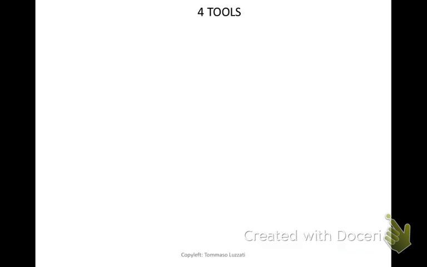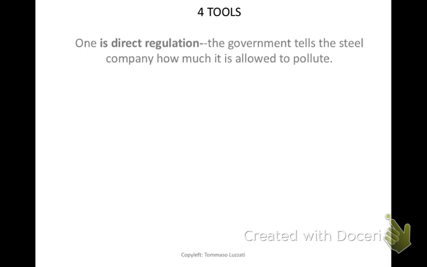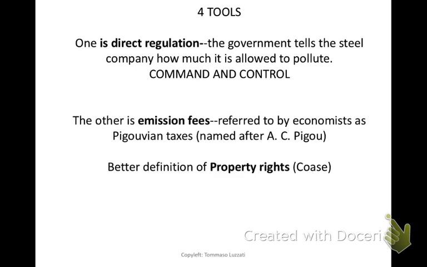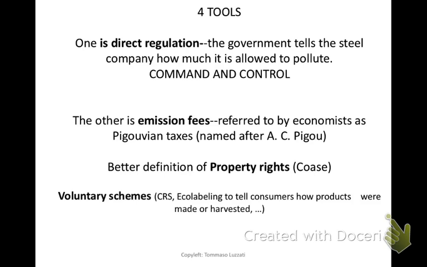So to sum up, we have four tools: command and control, emission fees, and so we saw the first two, and now we have a third one: property rights, a better definition of property rights. And we don't see it here, but as you know, there are several voluntary schemes, for instance, corporate social responsibility. There is a mistake here, a typo.